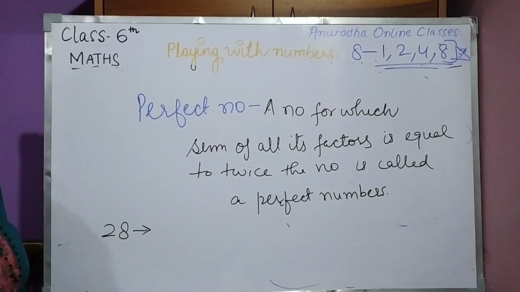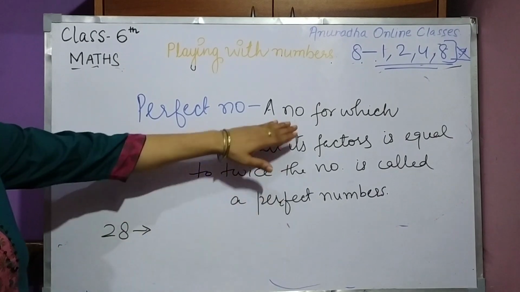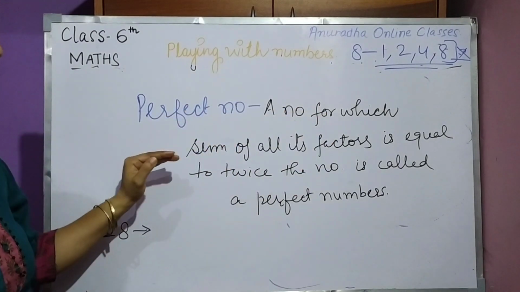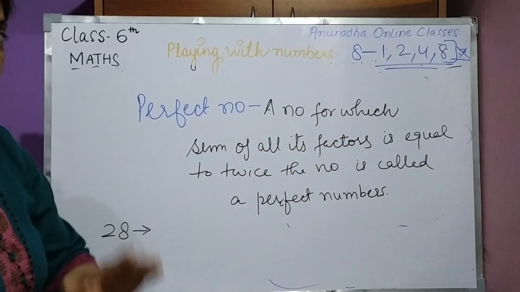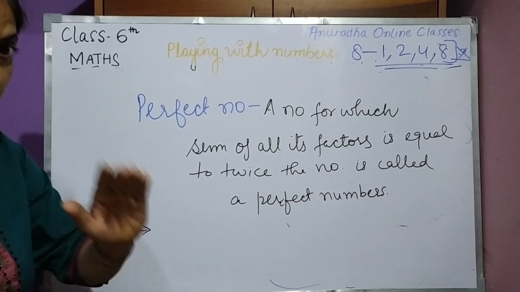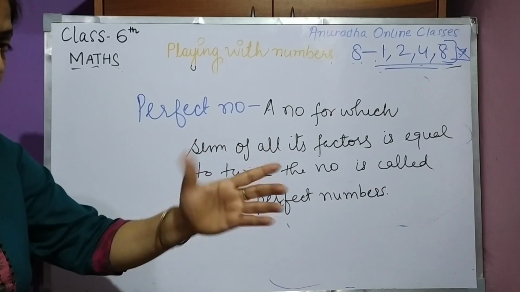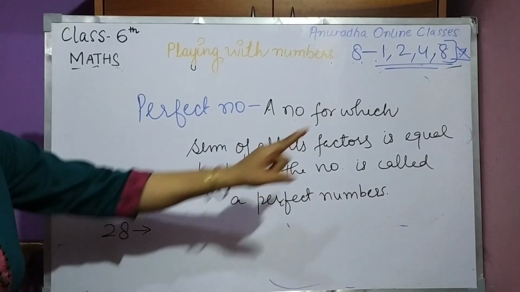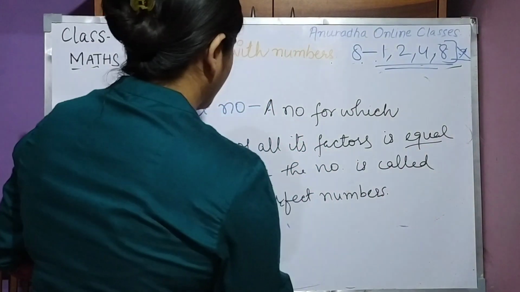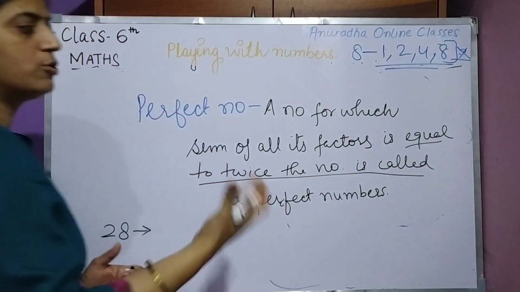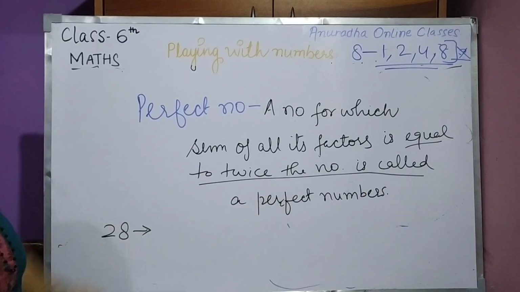Which number do we call a perfect number? A number for which the sum of all its factors, कि जितने भी factors हैं आप उसका sum जब करेंगे, is equal to twice the number. That number is called a perfect number.